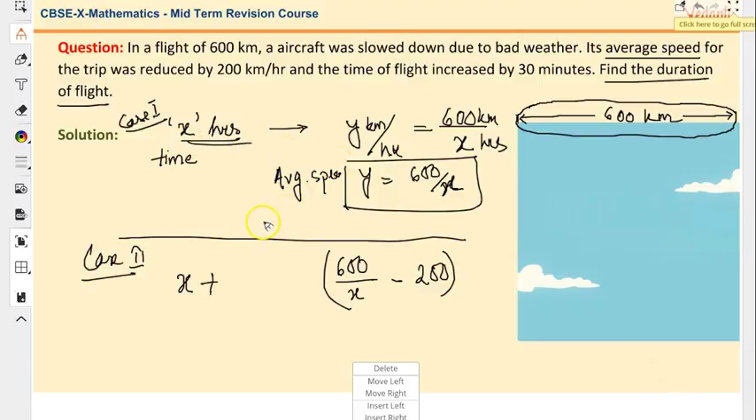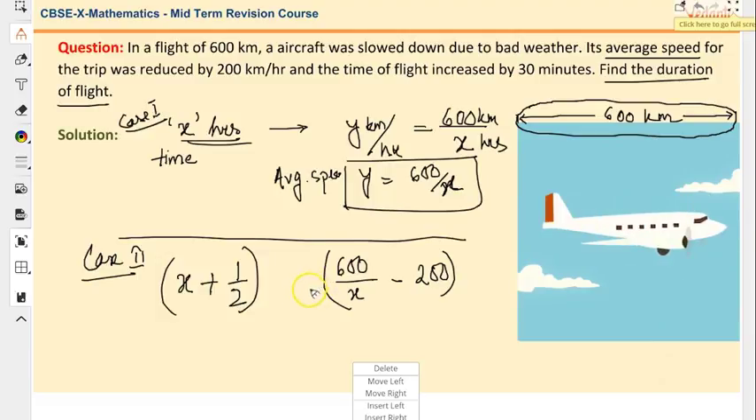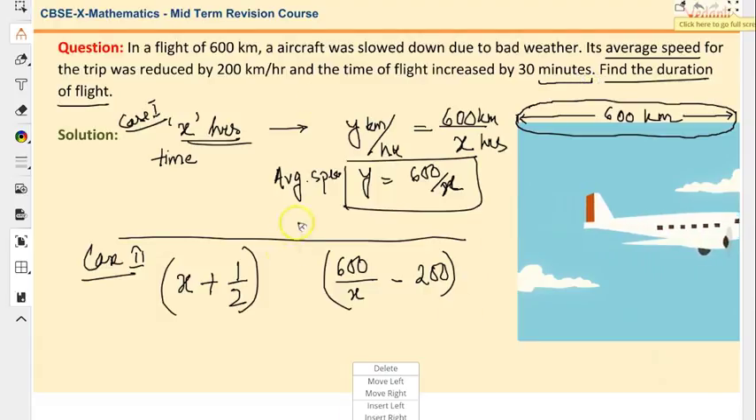So what will be 30 minutes? 30 minutes means half hour, so I have to write half. I cannot write 30 here. This is a point where most students make a silly mistake by taking x plus 30. You have to see the units. This is minutes, so you have to convert it to hours, which is half hour.